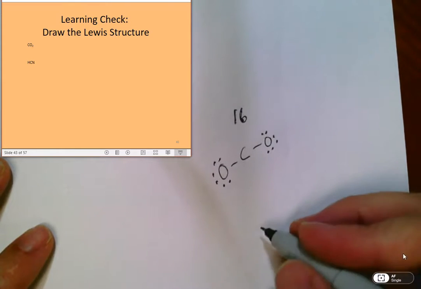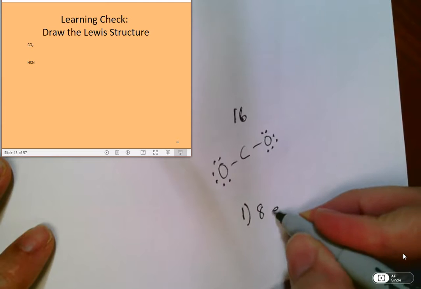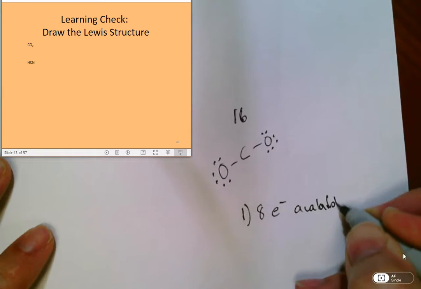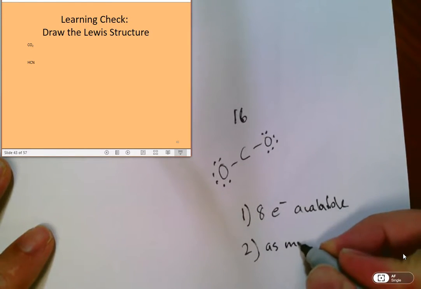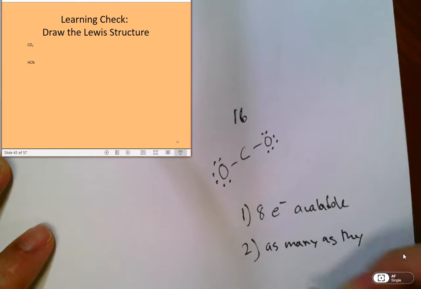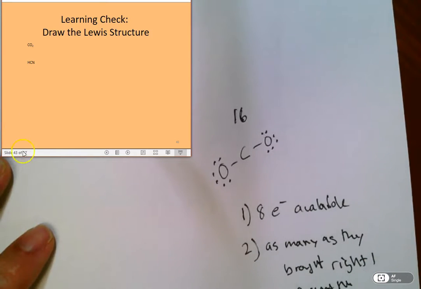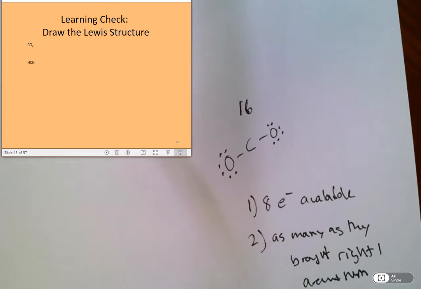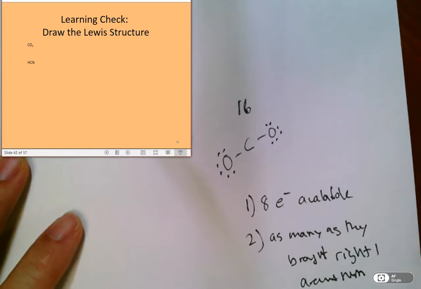they want. What are the two things that they're looking for when they come to this party? One, they want to have 8 electrons available to them. Two, they want to have as many as they brought right around them. Okay? So, again, they want 8 electrons available to them. And as many electrons as they brought, that many electrons they want right around them. Okay? So this carbon brought 4, and so it wants 4 electrons right around it.